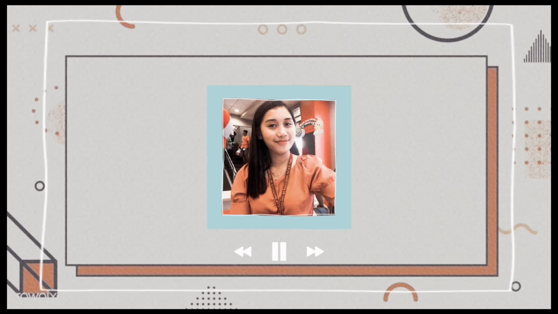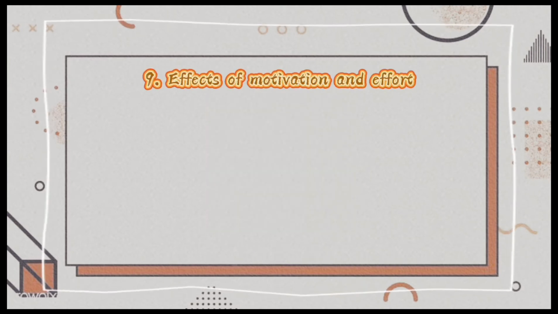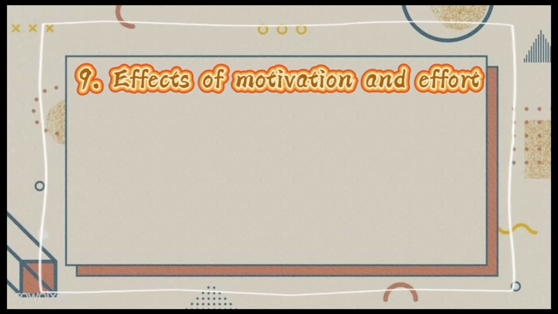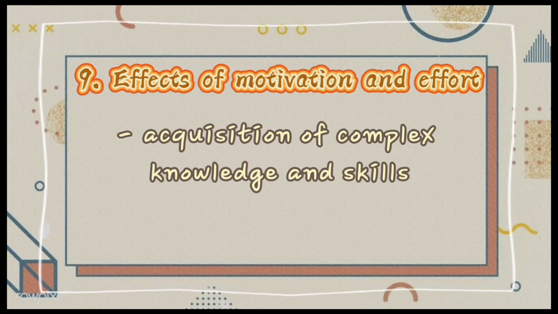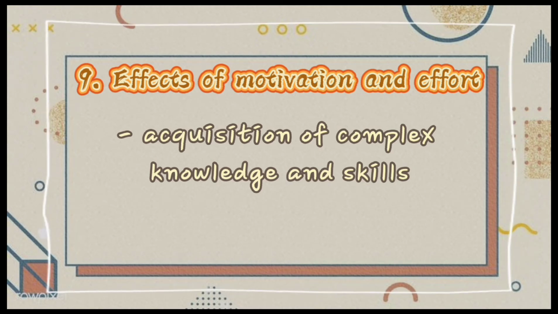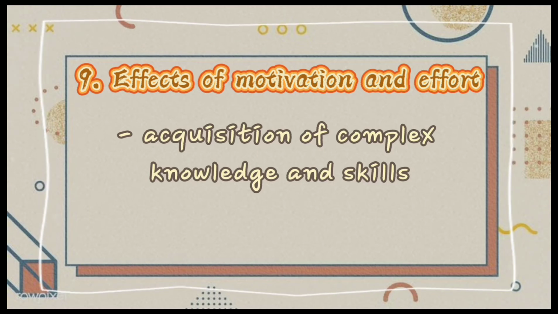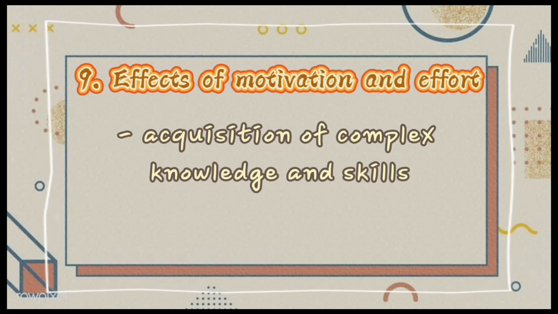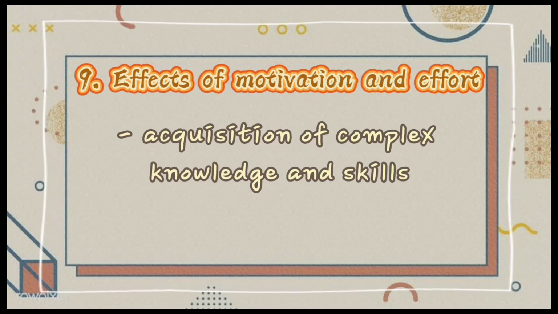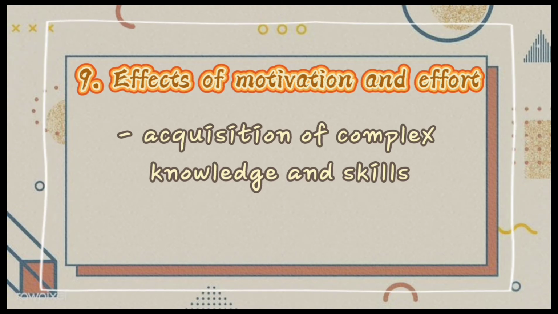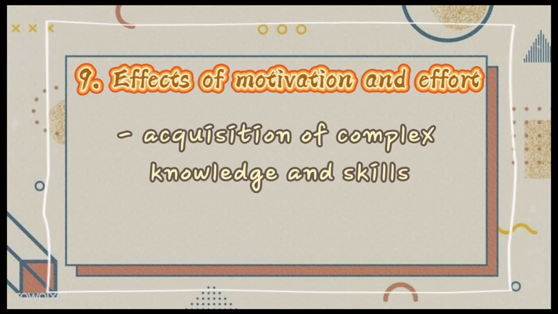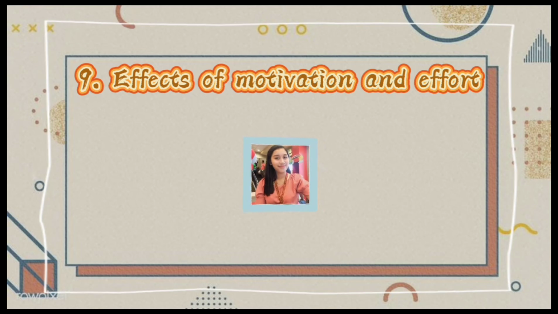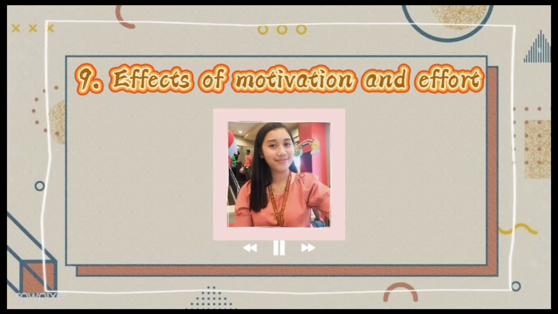The third principle under this category is the ninth principle, which is effects of motivation and effort. Acquisition of complex knowledge and skills requires extended learner effort and guided practice. Without learners' motivation to learn, the willingness to exert this effort is unlikely without coercion. So effort is another major indicator of motivation to learn. The acquisition of complex knowledge and skills demands the investment of considerable learner energy and strategic effort, along with persistence over time. So once you are motivated to learn, it can greatly impact the level of the effort you exert.